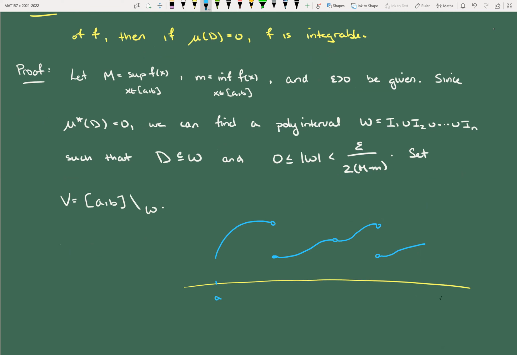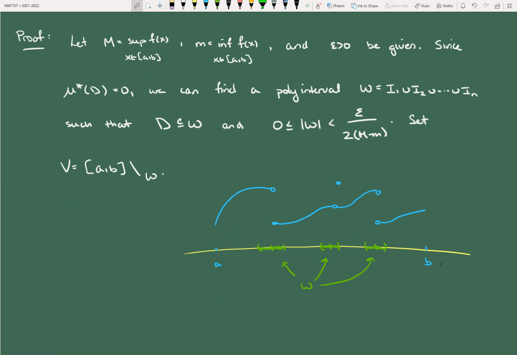All right, so here's A, here's B. Okay, so we've got like 3 really bad points. Oh, maybe I should give you a point there. So here's this green thing. These are our discontinuities, right? And so I'm going to put them in a little prison like so, right? I'm going to just put little intervals around them. And so the green stuff is W. Right? And V is all the yellow stuff that's left over. So it's everything that's left over.